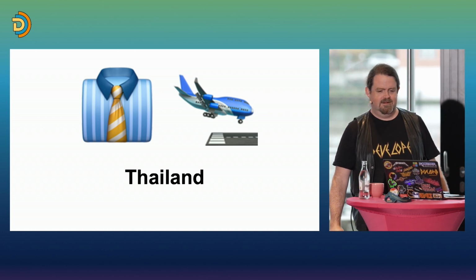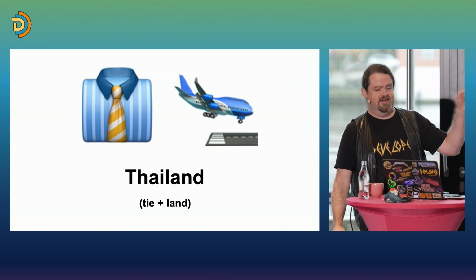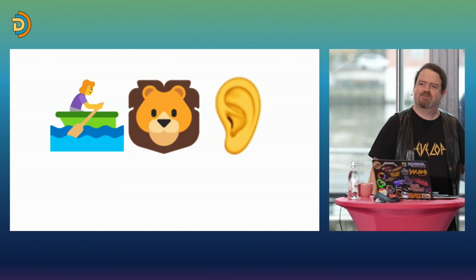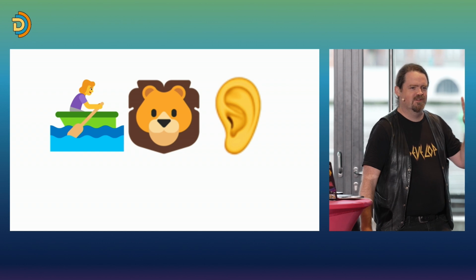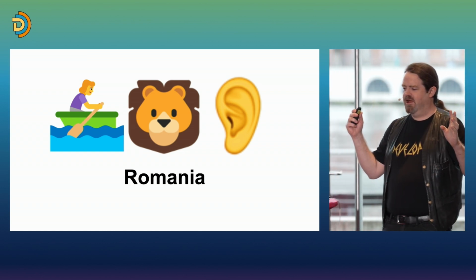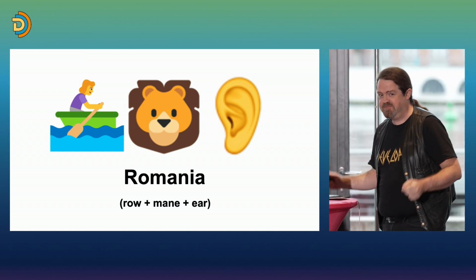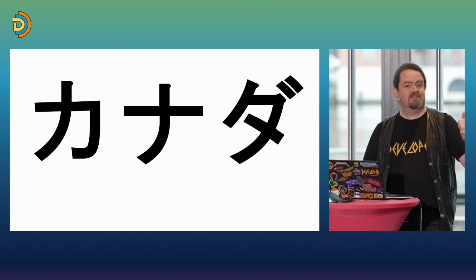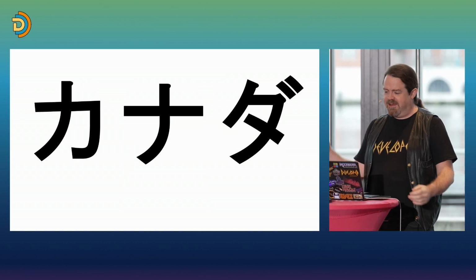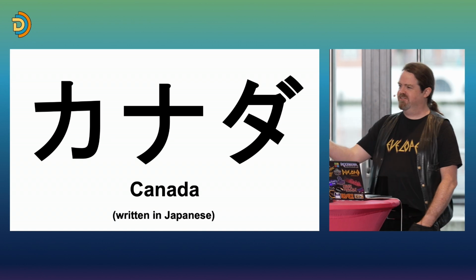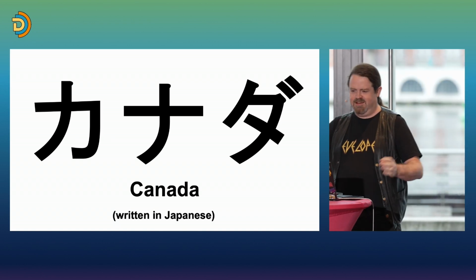Thailand. Thailand. How about this one? 3, 2, 1. Romania. Anyone recognize this? Canada. Absolutely right, except it's written in Japanese. But in Japanese, these are Canada.